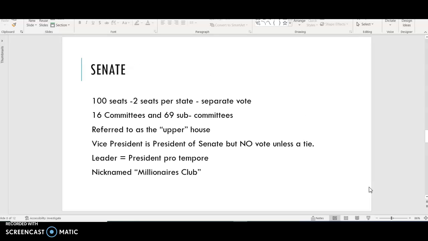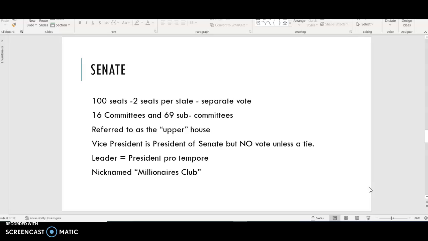The Senate is made up of 100 seats. There are 2 seats per state, and they all have a separate vote. It is important to understand that the House of Representatives goes on population, but the Senate, no matter what state you are in, will only have 2 senators. There are 16 committees and 69 subcommittees, which is very similar to the House of Representatives.